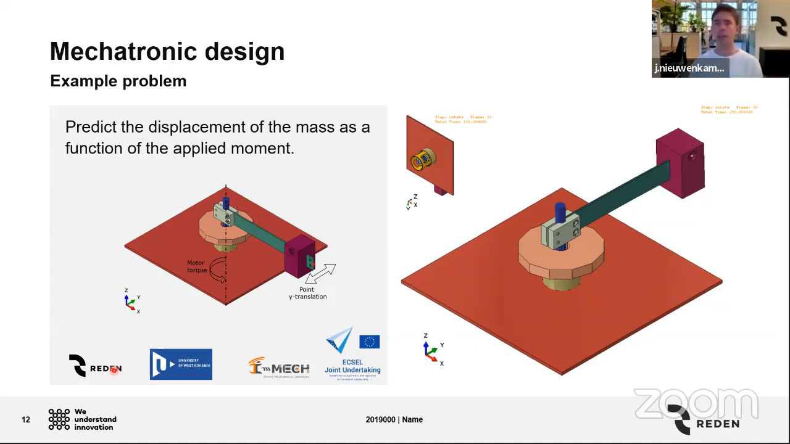It's not being used for any specific thing. The only thing is that we can use it to find out the way we reduce the model. So here you can see that it's a mass at the end of a flexible arm, and a moment is applied on the shaft, and then what you would like to know is how much the mass is displacing based on that motor torque.